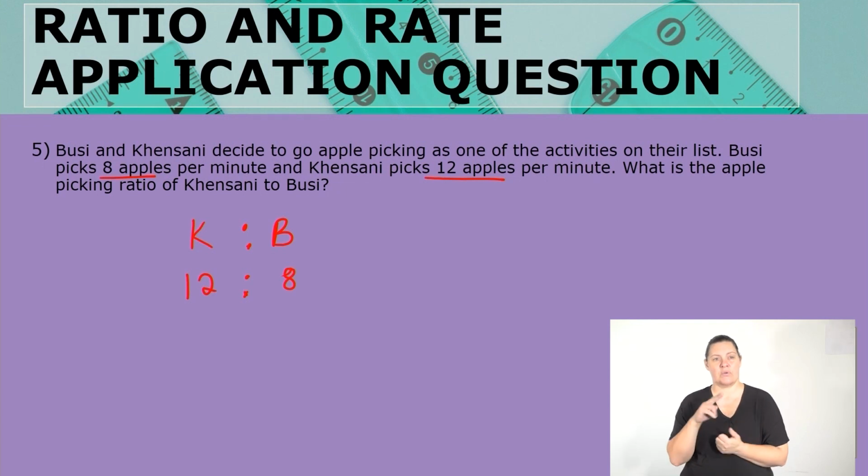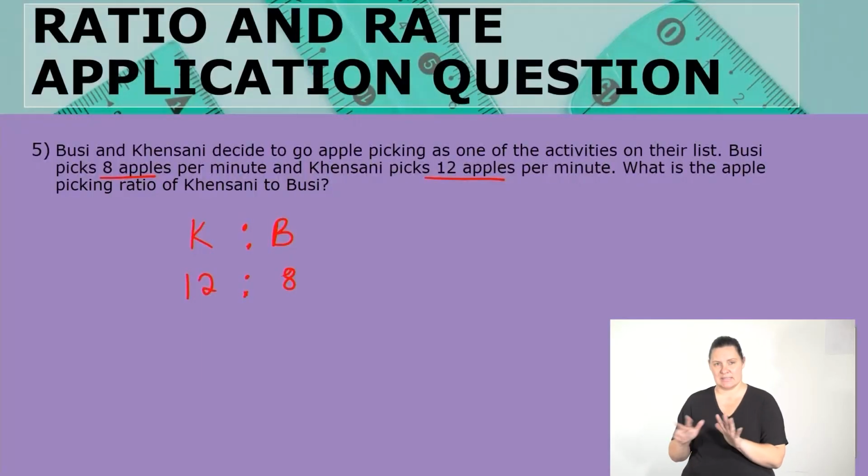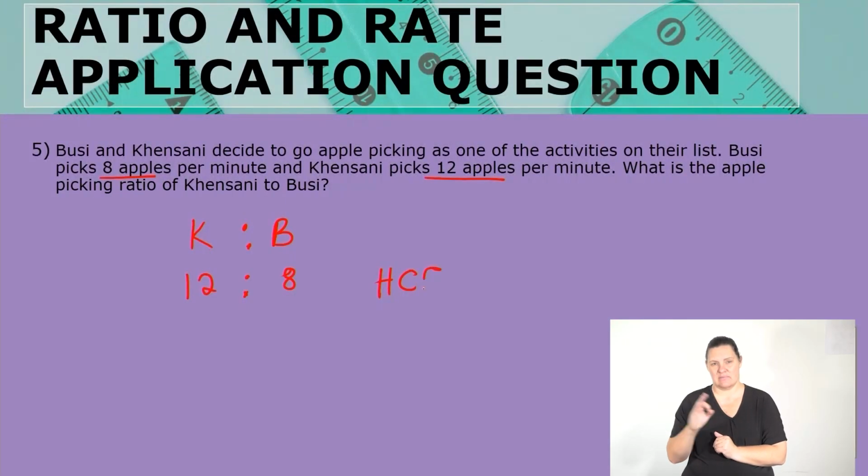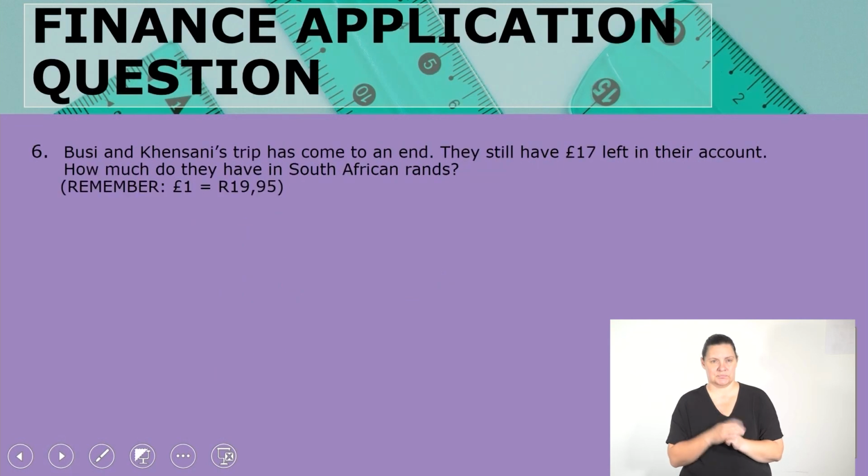So now we are calculating ratio because we are dealing with quantities of the same kind. So that means that their ratio there is 12:8. But remember, we need to simplify that, and we simplify that using the highest common factor. Do you know what the highest common factor is between 12 and 8? Yes, you are correct. It is 4. So if we divide 12 by 4 and we divide 8 by 4, we have 3:2. Okay.